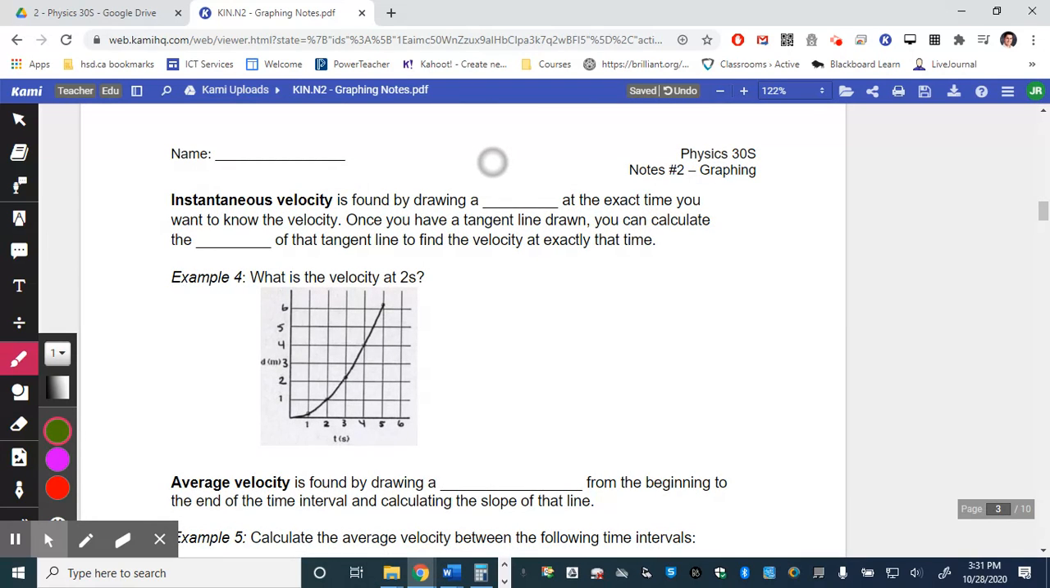And so let's do some. We did something last year with instantaneous velocity. We found it by drawing a tangent line at the exact time you want to know the velocity. So once you have a tangent line drawn, you can calculate the slope. Remember how the slope represents the speed or the velocity, to find the velocity at that exact time? So at 2 seconds, we put a dot there, and then we use a ruler to draw a very straight line that touches.